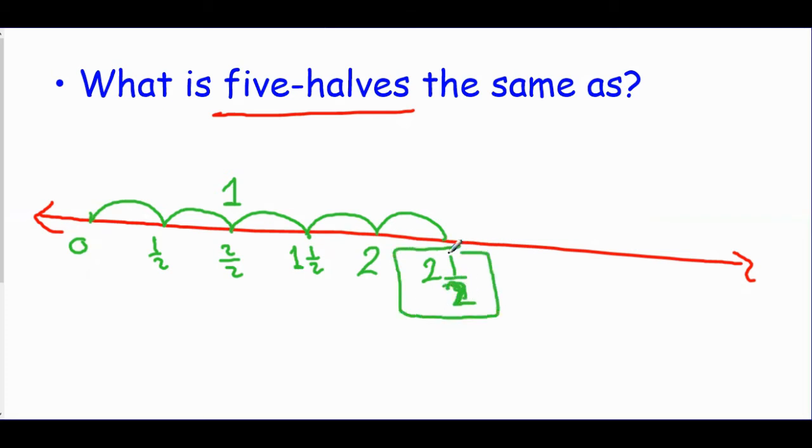So two and one half is five halves. So the answer is two and one half. And remember, this is a mixed number because it has a whole and a fraction.